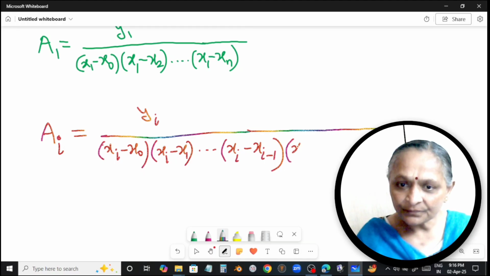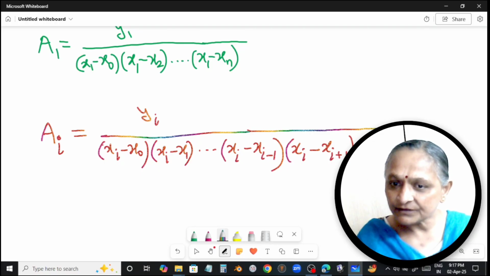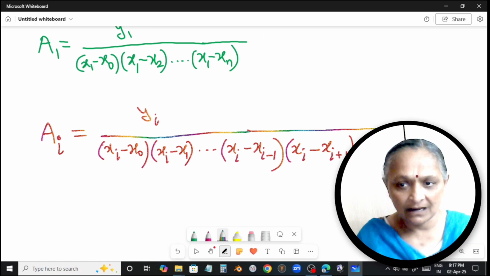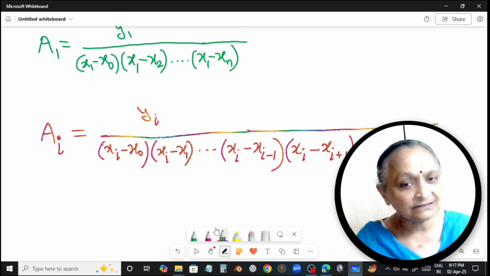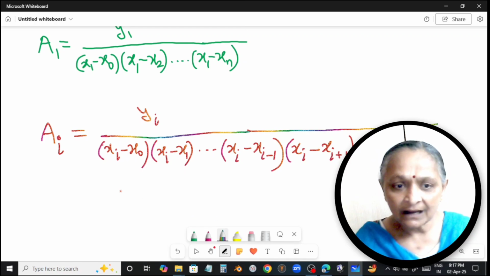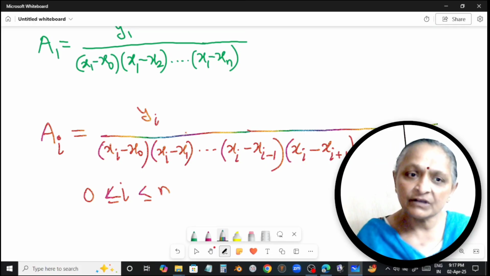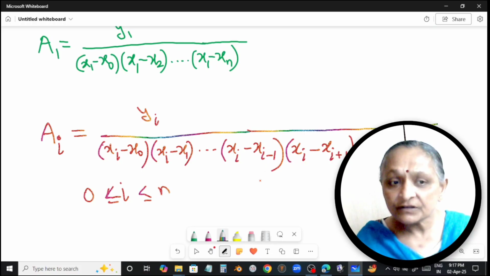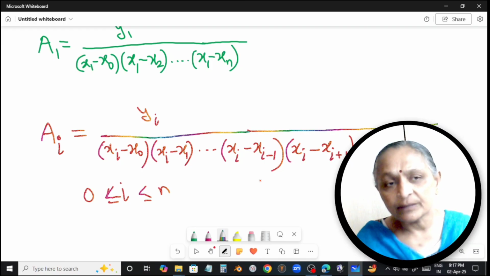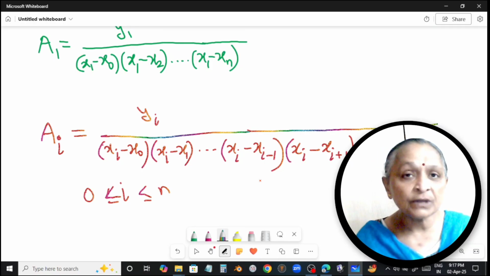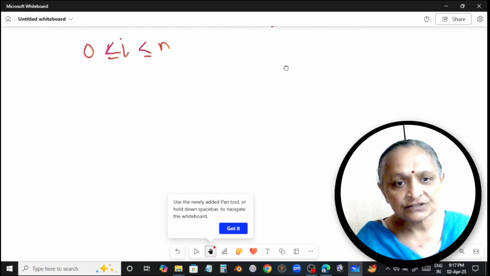Then we have to jump to xi minus xi plus 1. And continuing in this way, we finish it with xi minus xn. So this is the pattern. And this i varies from 0 because we are counting from the 0 term, so 0 to n. So we will be getting capital A naught, capital A1, capital A2 up to capital An. Now let us substitute them all in equation number 1.